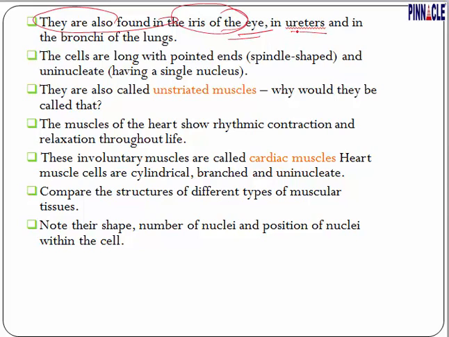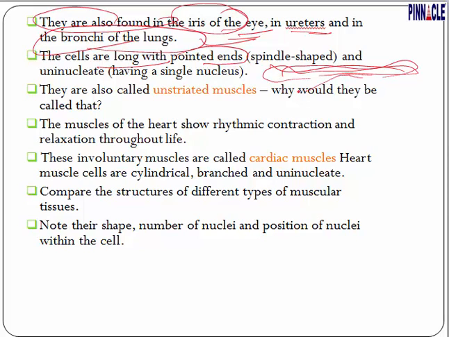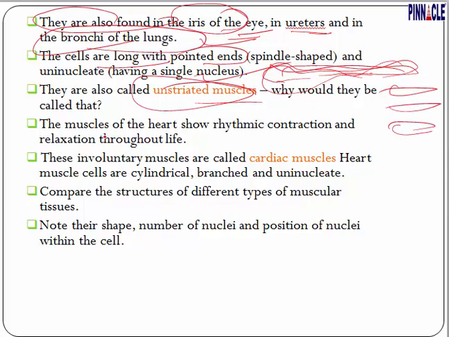They are also found in ureters and in bronchi of lungs, and these are not under our control. Cells are long with pointed ends, spindle-like, and uninucleate, having a single nucleus. While voluntary muscles are multinucleate, in this case it is a single nucleus. They are also called unstriated muscles because we have seen striations in voluntary muscle like patches, but here there are no patches.